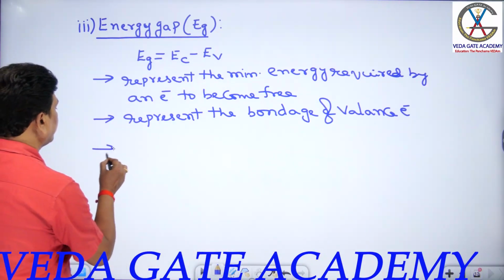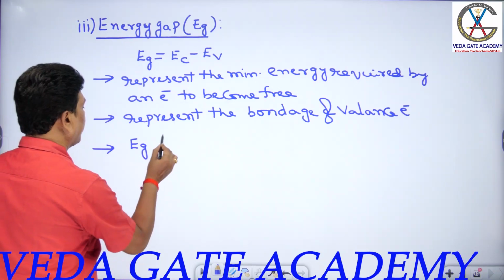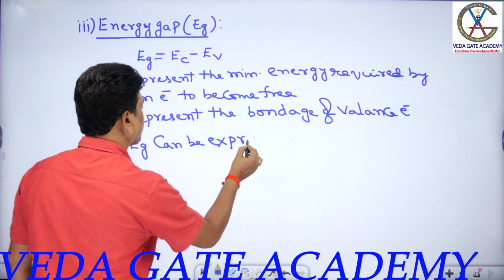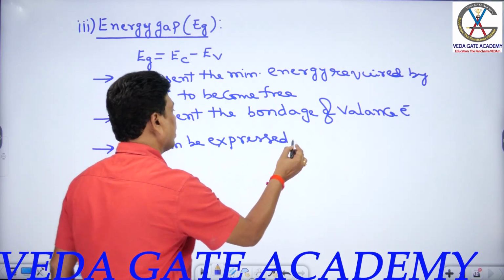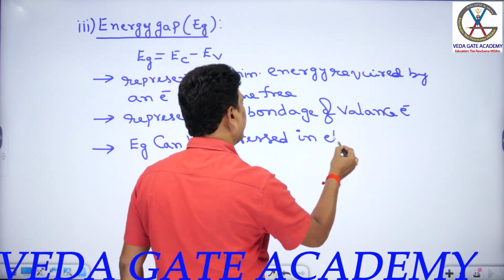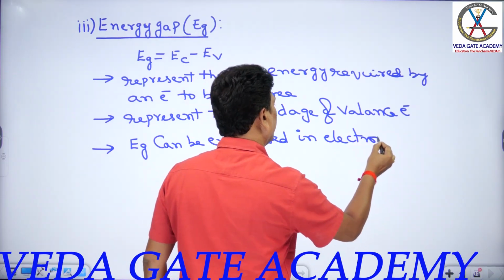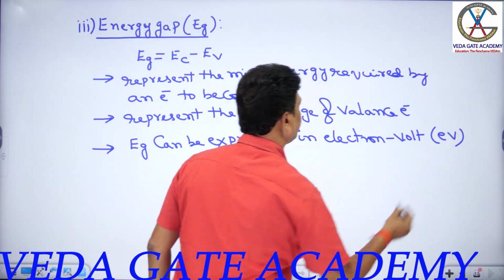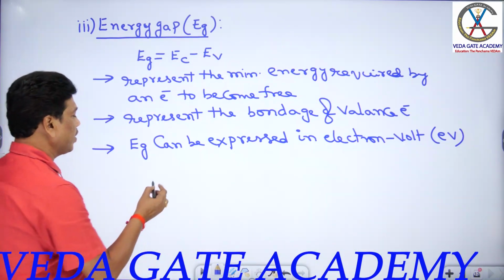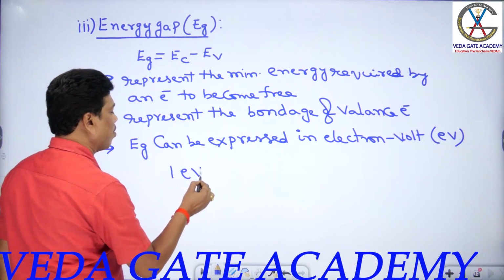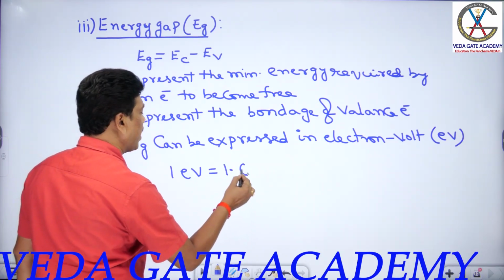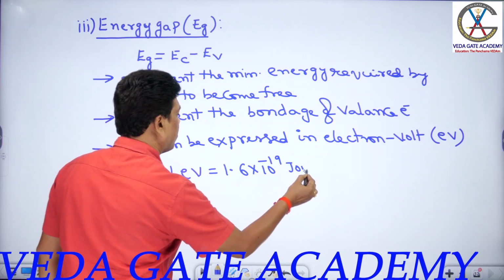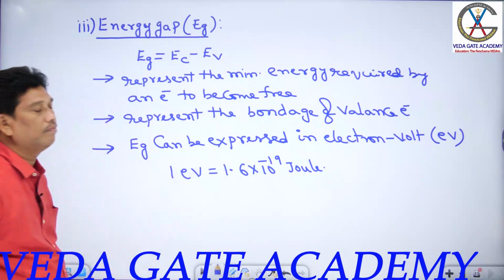So now, the energy gap E_g can be expressed in electron volt, EV. So what does EV mean? 1 EV is equal to 1.6 into 10 power minus 19 joules.